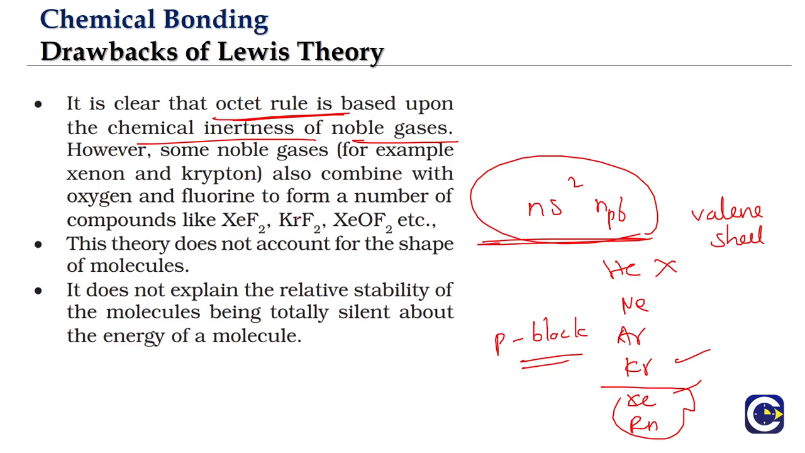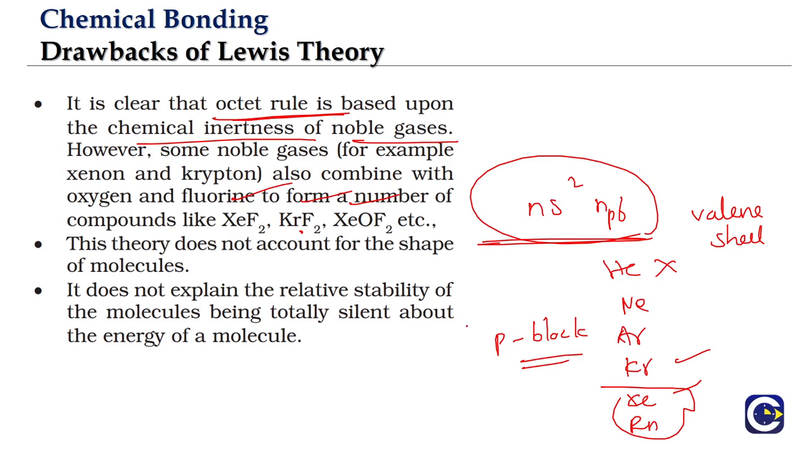We'll even study the reactions and methods of preparation of the xenon compounds. So xenon forms compounds with electronegative elements like oxygen and fluorine. The same is the case with krypton also, but xenon forms more compounds, more stable compounds. So we can have XeF2, we can have KrF2, we can have XeOF2, like that. Xenon oxides, xenon fluorides, xenon oxofluorides, all these are possible.